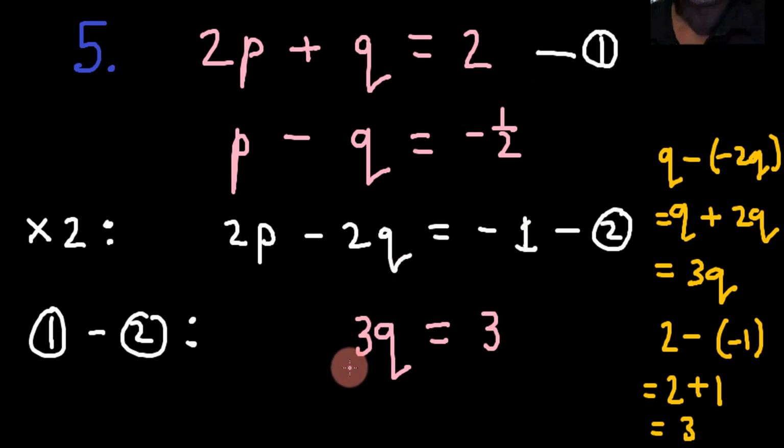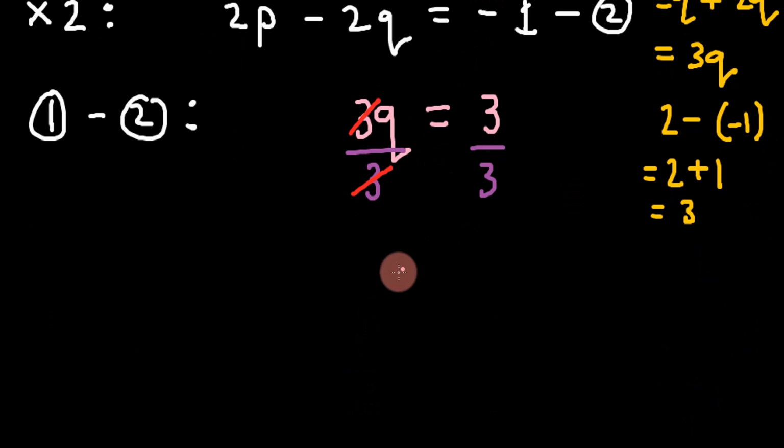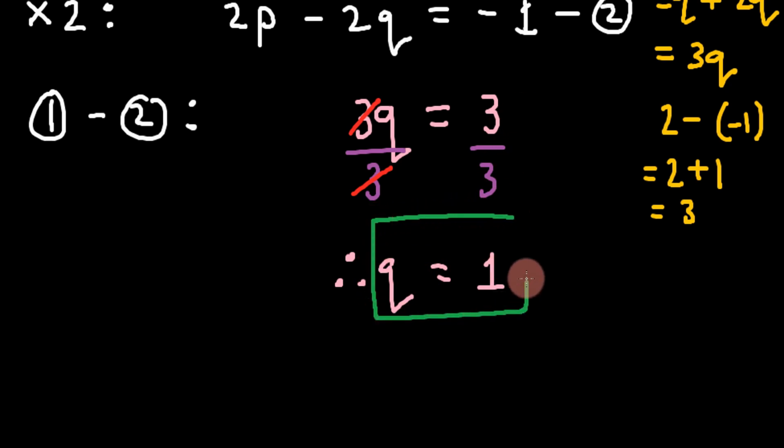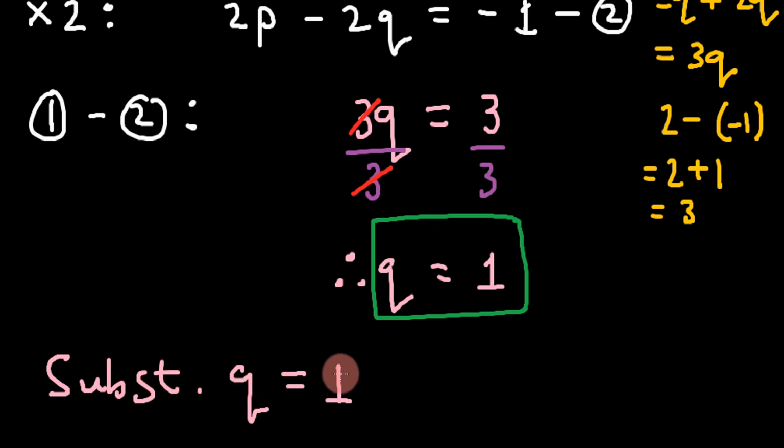We want to get rid of the 3 here on the left-hand side, so we can divide both sides by 3. The 3's will cancel here, and we're left with q is 3 divided by 3, which is 1. So now that we have q, we can find p by substituting q back into equation 1. So substitute q equals 1 into equation 1.